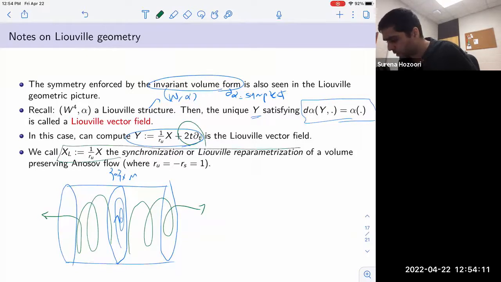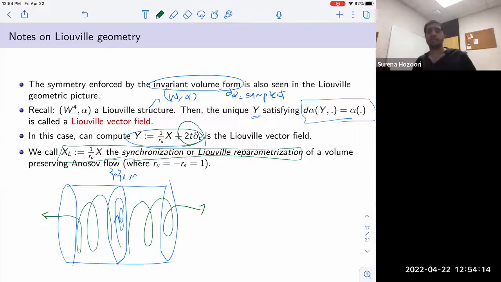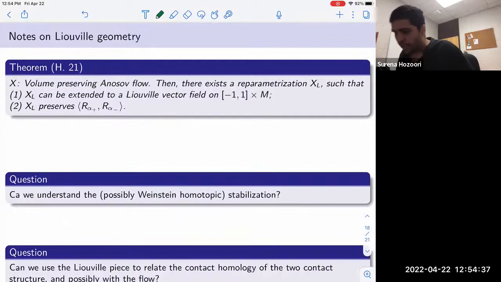So we saw that this reparameterization has some nice relation to Liouville geometry. We call that Liouville reparameterization of the flow, or also synchronization of the flow. That is when you reparameterize things in a way that both Ru and Rs are constant, let's say just one. Okay, that helps you actually compute things, and that gives you some new questions that I think are interesting.